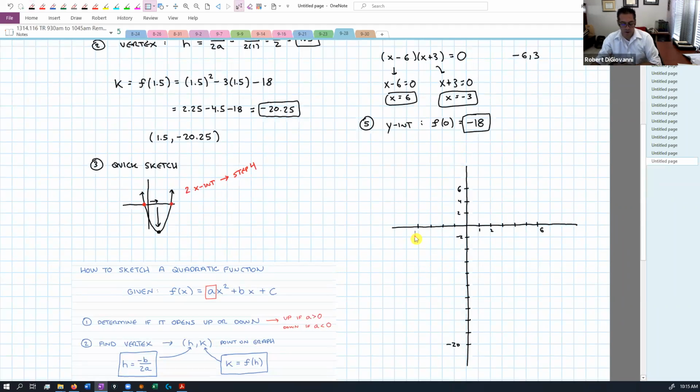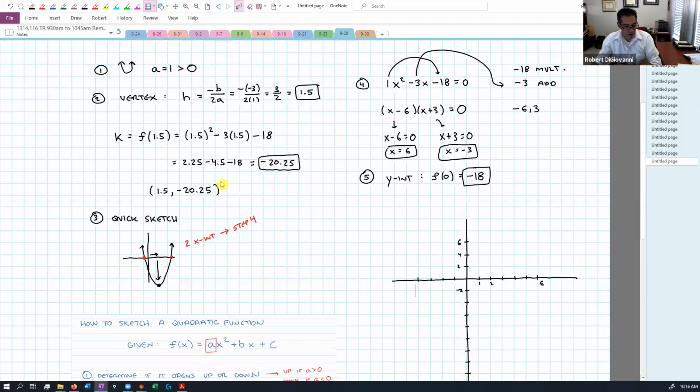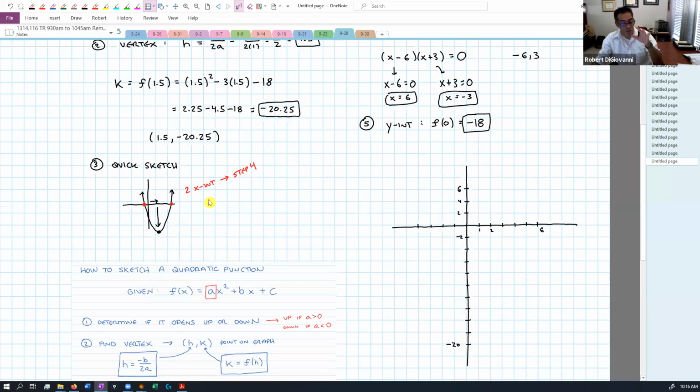Okay, so let's start with the vertex. I need to go to the right 1.5 and down 20.25. So look, we're just going to ballpark this. To the right 1.5 takes me to about right there. And then down 20.25 takes me a little bit past 20. So I'm going to put it right there. Now I'm going to label it. That way you know what the point is, right? You're not trying to guess what it is. That's what it is.